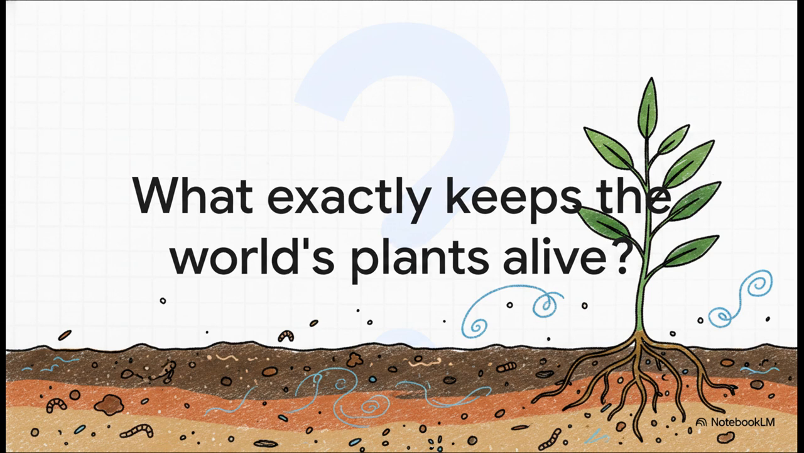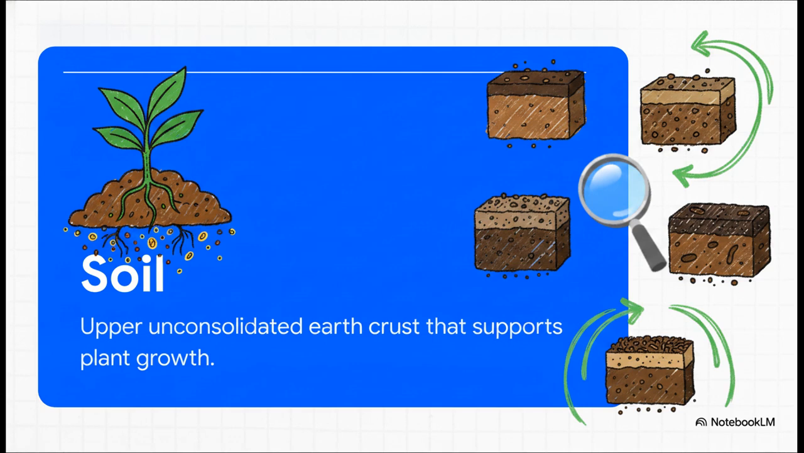It's so easy to look at a sprawling forest or a thriving garden and just see the greenery up above, right? But to an agronomist like me, the real magic, the actual vital life support system, is completely hidden below. We need to shift our perspective here and realize that the ground isn't just dirt. So let's establish exactly what we're dealing with.